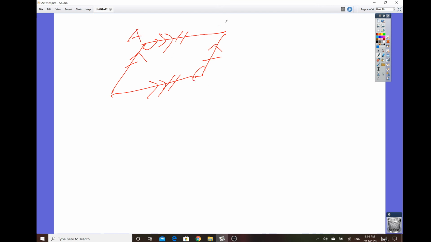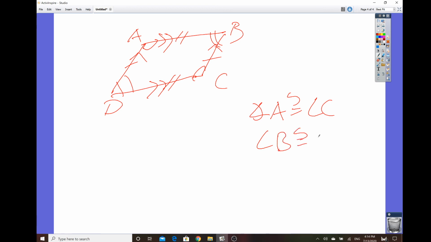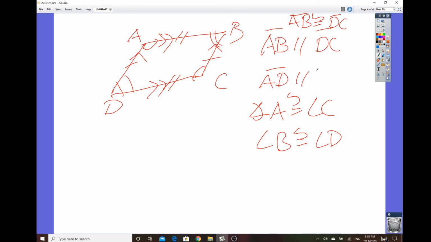So let's say parallelogram ABCD. Angle A is congruent to angle C, because those are the opposite angles, and angle B is also congruent to angle D. Again, segment AB is parallel to segment DC, and AB is congruent to segment DC. And also AD is parallel to BC, and AD is congruent to segment BC.